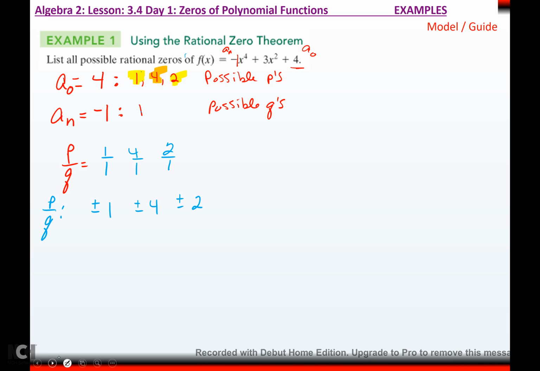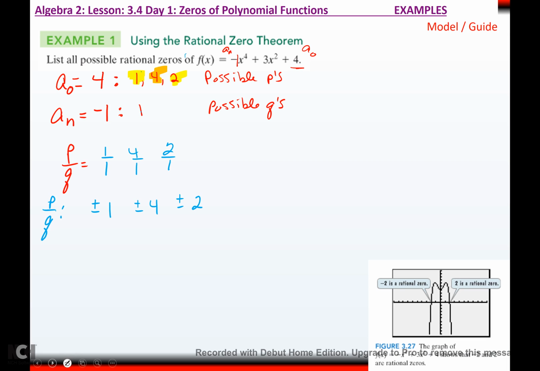We'll worry about finding them in a minute. I just think it's important that you see, if I graph this, there it crosses at negative 2, and there it crosses at positive 2. This thing will either cross the axis 4 times or less than that by 2, so 2 or 0.